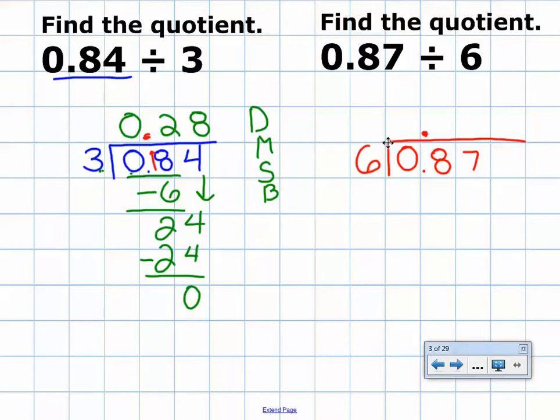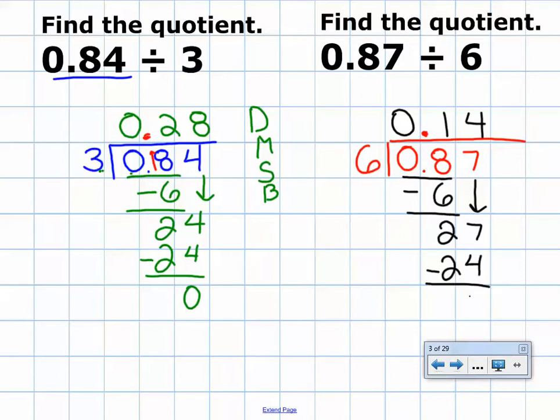How many times can 6 go into 0? Can't go into it at all, so I put a 0 at the top. So how many times can 6 now go into 8? Because now I need to look at the two numbers together. 6 can go into 8 one time. 6 times 1 is 6. Subtracting, I get 2. Bring down that 7. How many times can 6 go into 27? I can't get exactly 27, but I can get pretty close if I do it 4 times. So 6 can go into 27 4 times. 6 times 4 is 24. I'm going to subtract and I get 3.